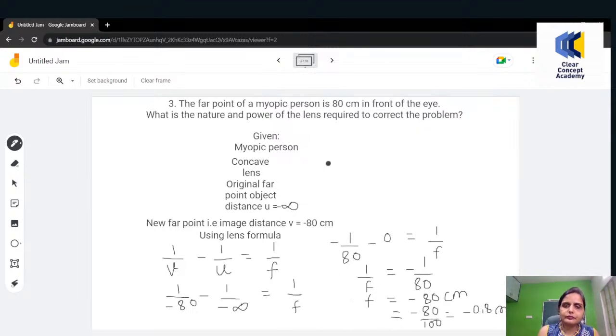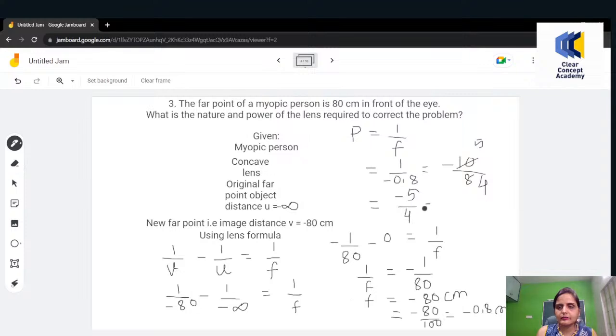Okay. Now the power of the lens is given as P is equal to 1 upon f, which is 1 upon minus 0.8. So we are going to shift the decimal point one place to the right. So this becomes minus 10 upon 8, which is minus 5 upon 4. How much is it? It is minus 1.25 diopter. So the power of the lens is minus 1.25 diopter.